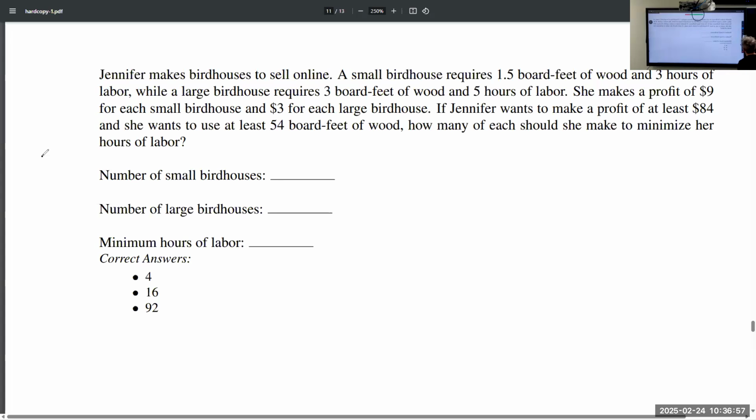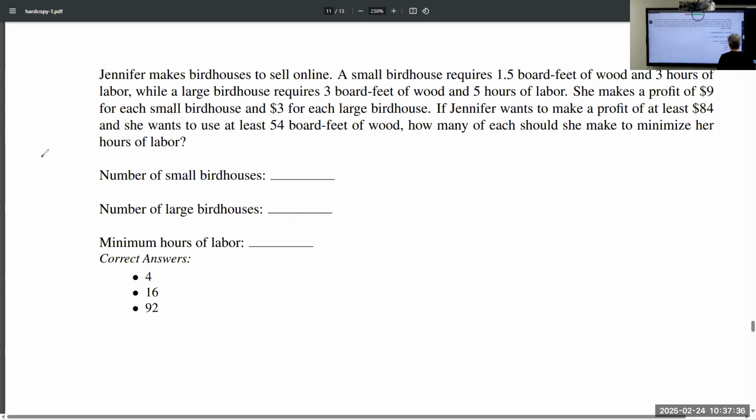Birdhouses. Jennifer makes birdhouses to sell online. A small birdhouse requires 1.5 feet of wood and 3 hours of labor, while a large birdhouse requires 3 board feet of wood and 5 hours of labor. She makes a profit of $9 for each small birdhouse, $3 for each large birdhouse. And Jennifer wants to make a profit of at least $84, and she wants to use at least 54 feet of wood. How many of each should she make to minimize her labor?